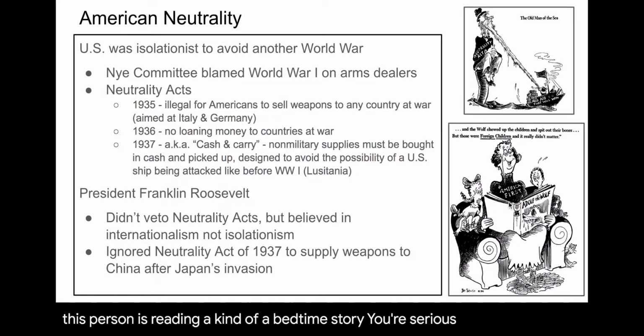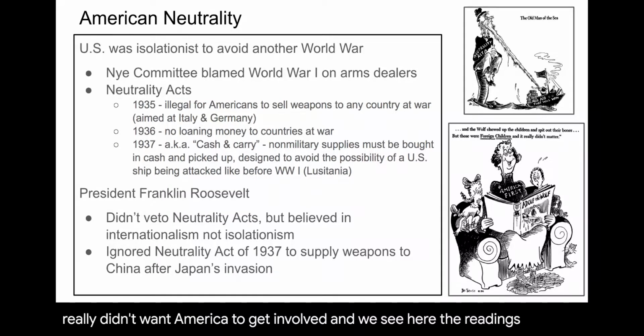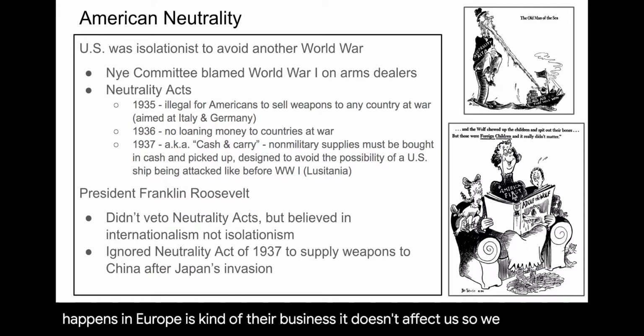Seuss, who made this cartoon, and he has a label here, America First. This was an isolationist group that really didn't want America to get involved. And we see here reading the story of Adolf the Wolf, right? It's about Hitler and what he's doing in Europe. And it says, and the wolf chewed up children and spit out their bones. But those were foreign children, and it really didn't matter, right? So this idea that America First was saying, like, what happens in Europe is kind of their business. It doesn't affect us, so we need to stay out of it.